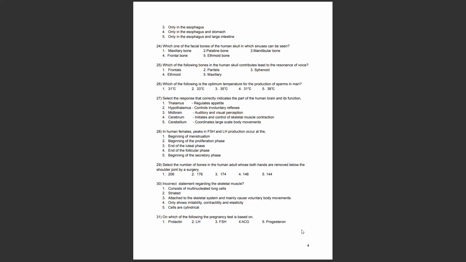Now, they have given all those four answers in the options. But the thing is, they are asking which one of the facial bones. If we take the skull, there are two types of bones, cranial and facial bones. So the answer should be either one or four, maxillary bone or frontal bone. Frontal bone is common to both, it can be taken as a facial bone as well as a cranial bone. So give marks for one or four.